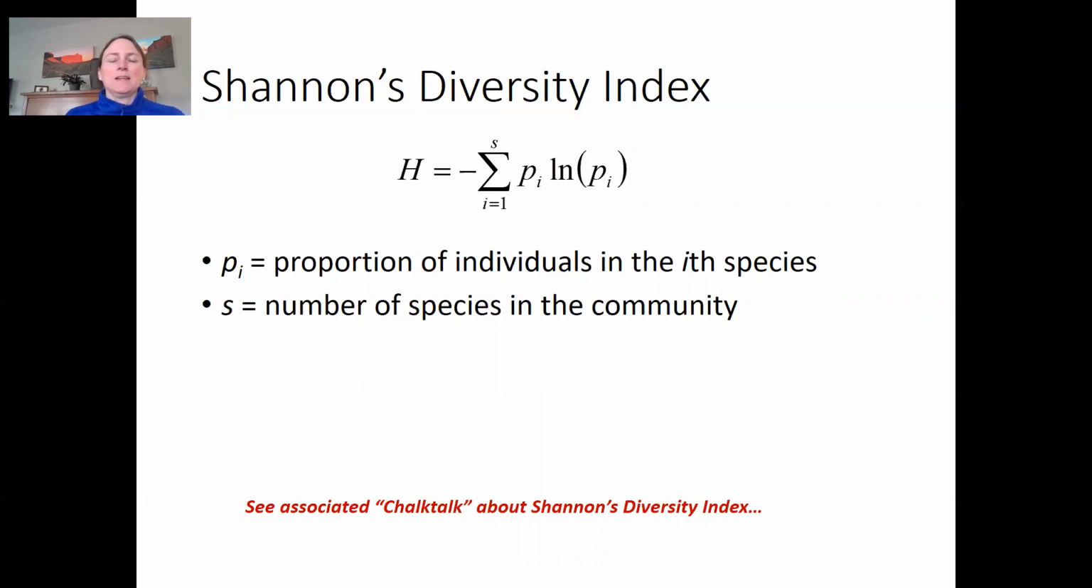And this is a little bit tricky. It's summation notation, but it basically means that for every species in your community, you're going to figure out the proportion of individuals that make up that species. And then you're going to multiply that by the natural log of the proportion.